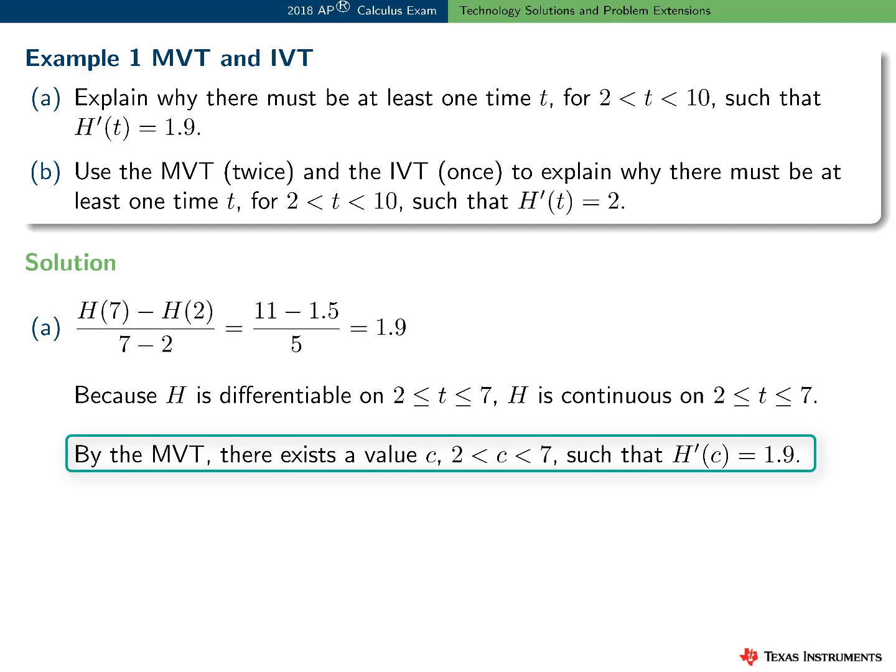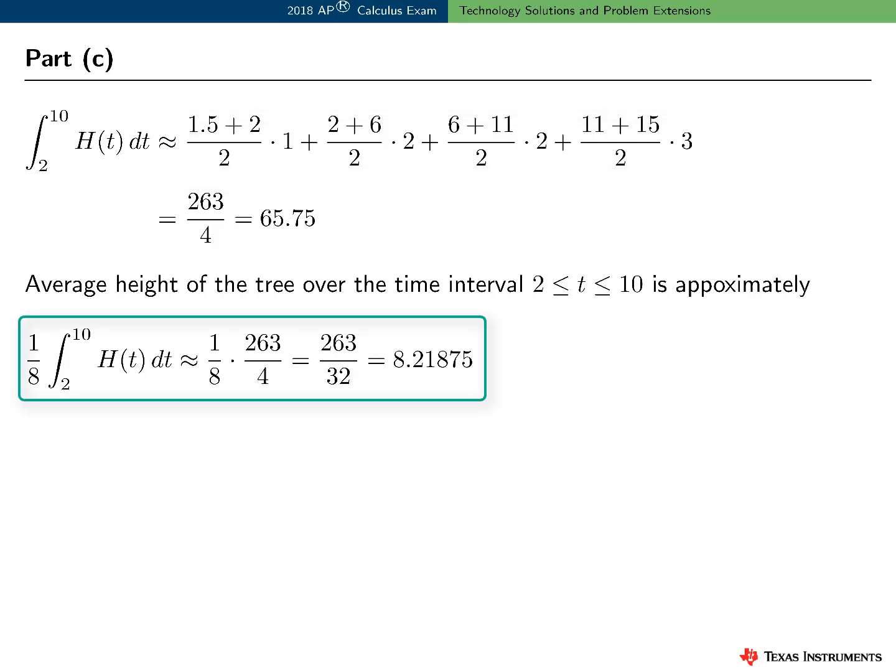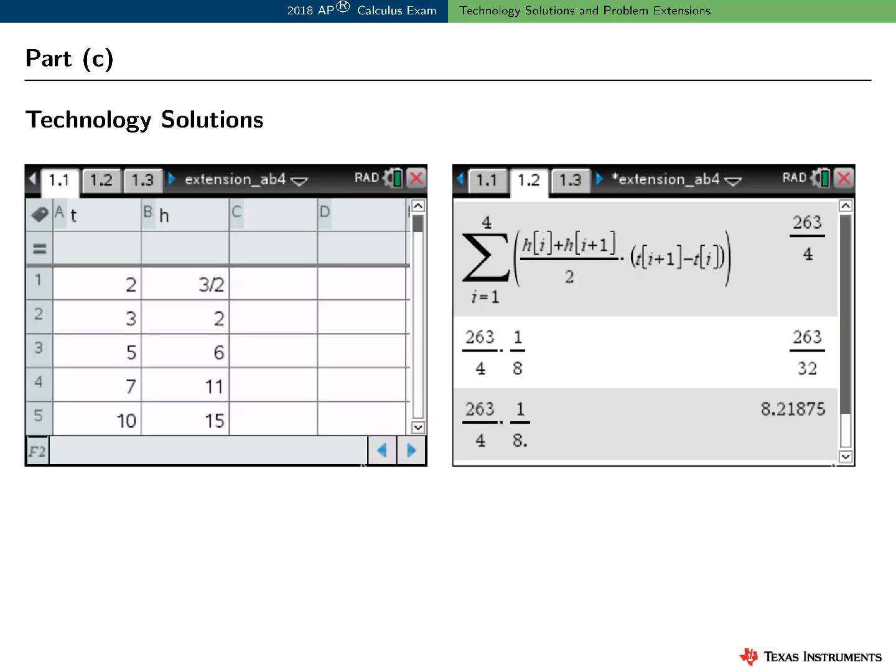To solve part C, we need to first find a trapezoidal sum using the subintervals as indicated by the table of values. And then, to find an approximation to the average height of the tree over the interval 2 to 10, we need to multiply this trapezoidal sum by 1 divided by 10 minus 2, or 1/8. Here's a technology solution to part C using the TI-Nspire.